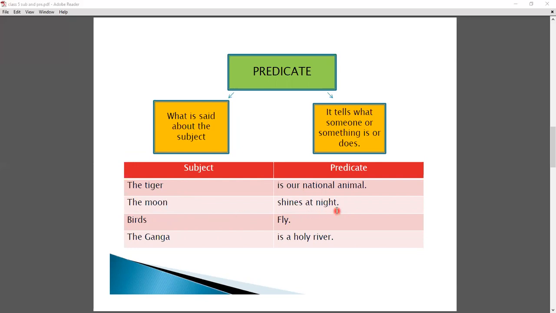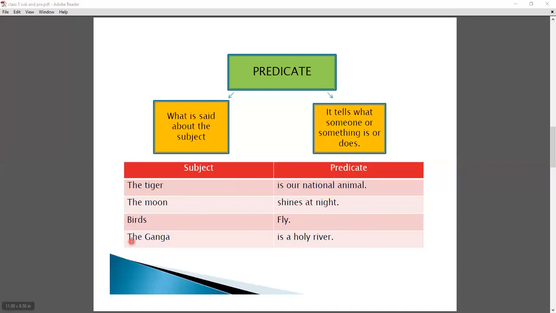So what is said about the subject, moon के बारे में क्या कहा गया, subject क्या है यहाँ पे, moon है, moon के बारे में बताया गया है shines at night. The moon shines at night. So here shines at night is the predicate part. Now number third, birds fly. Here you notice that birds fly. So birds is also the subject here, but fly is also a verb here. And this sentence is complete, birds fly. So here fly is our predicate part.